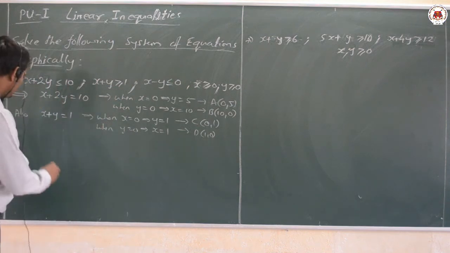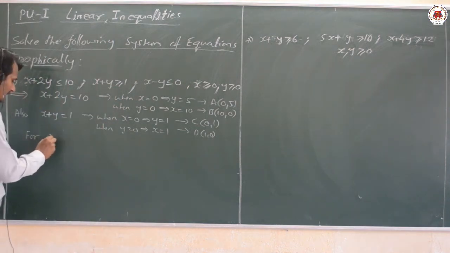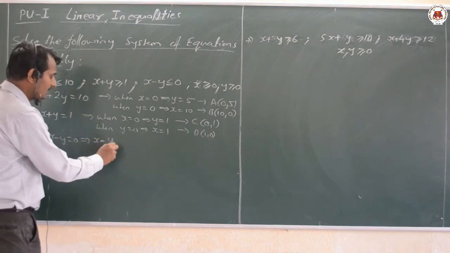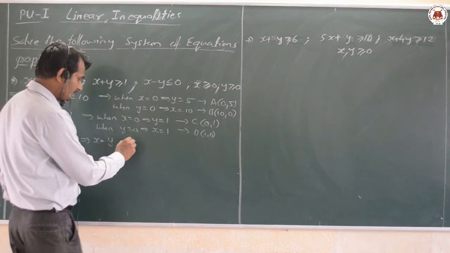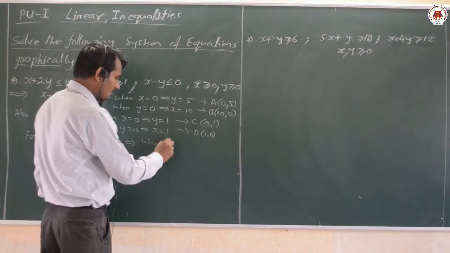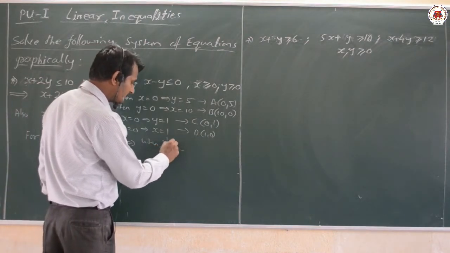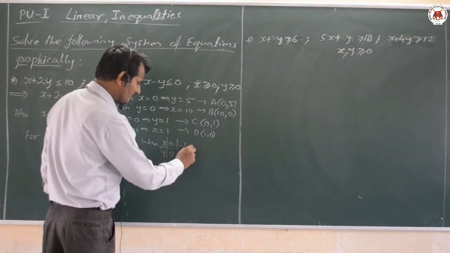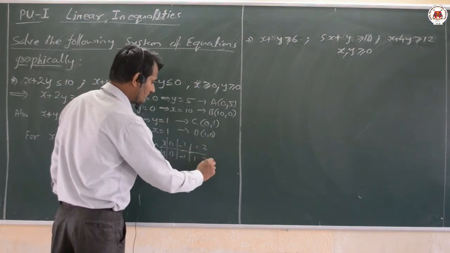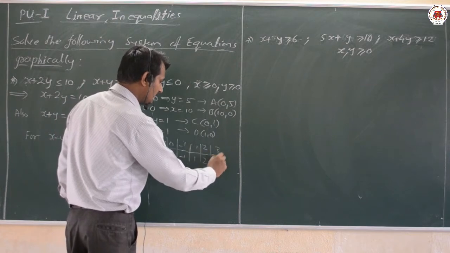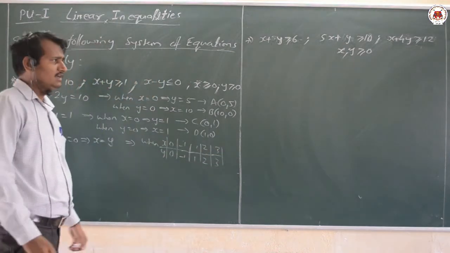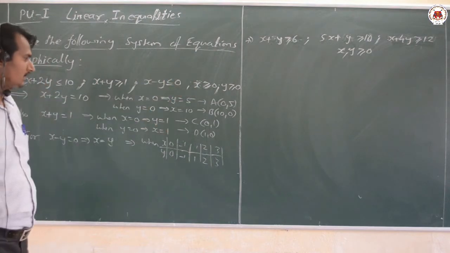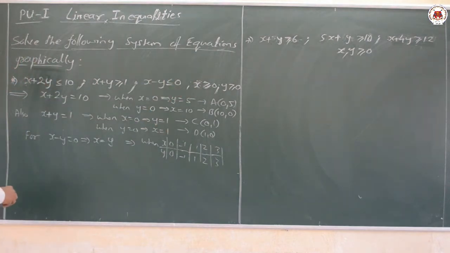Similarly for the third equation, it is very important: x minus y equal to 0. That implies, dear students, we will have x equal to y. X equal to y means, when we look at the x and y values, when x equal to 0, y is equal to 0. When x equal to minus 1, y is equal to minus 1; 1, 1; then 2, 2; and so on. The value will be 3, 3. These are the three coordinates, and x greater than or equal to 0, y greater than or equal to 0. Dear students, now we will draw the graph.